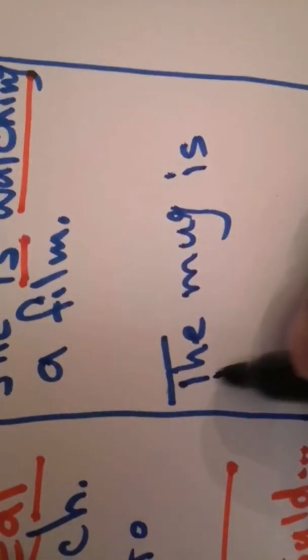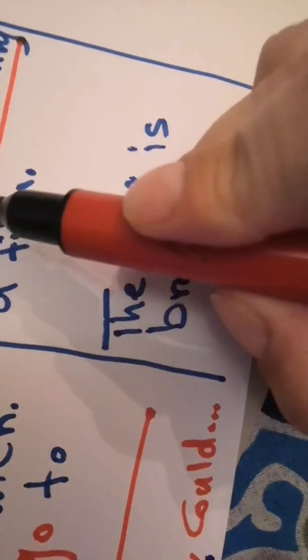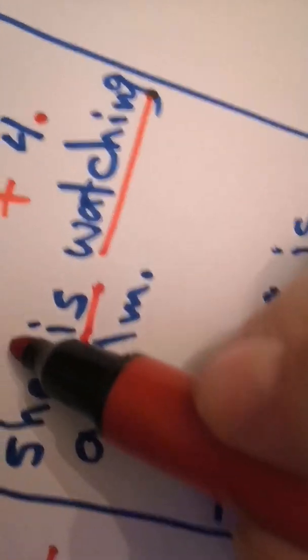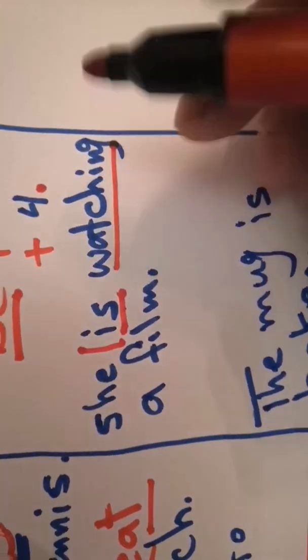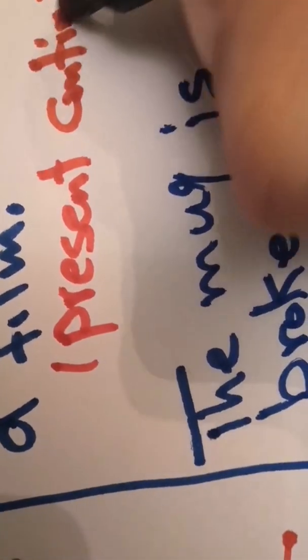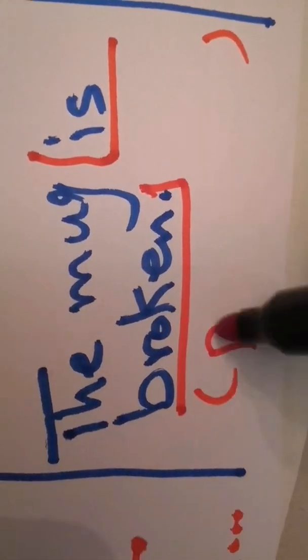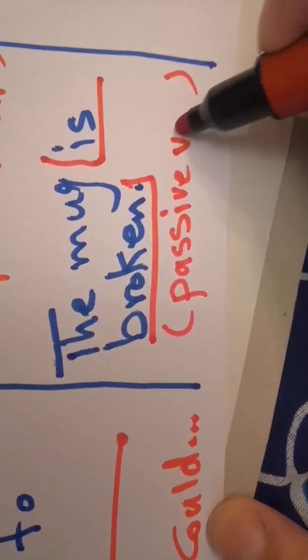The mug is broken. Be careful here. Verb to be here is followed by the third form, or form number 3, which is the past participle. While in the previous example, the structure is made up of verb to be and form number 4, the present participle. We call it present continuous. The mug is broken: this structure is made up of verb to be and the past participle. This is actually the passive voice, okay?